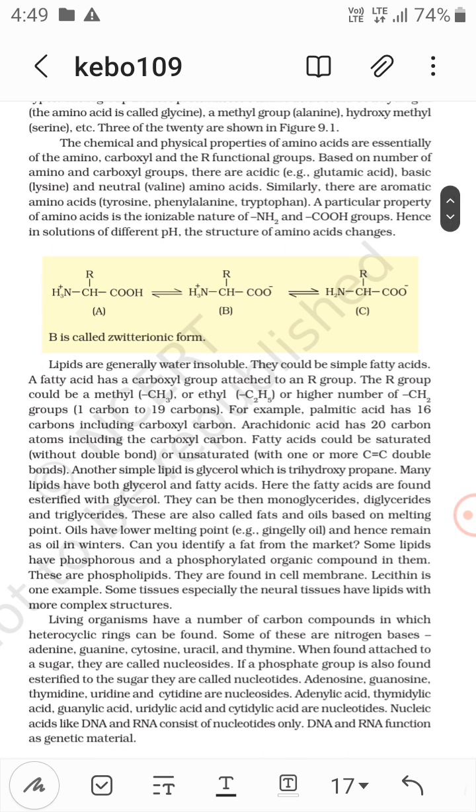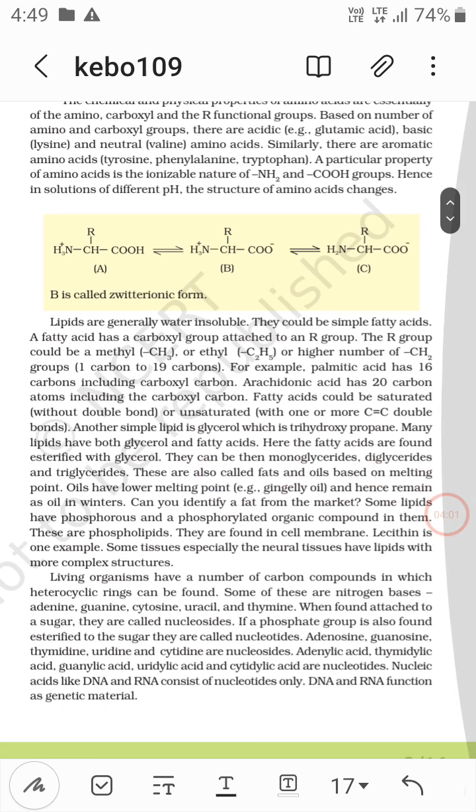Now, lipids are generally water insoluble. They could be simple fatty acids, like a fatty acid has a carboxyl group attached to an R group. Now the R group could be methyl, ethyl, and higher number of CH2 groups, that is 1 to 19. Carboxyl group, that is COOH and R. So these are the fatty acids.